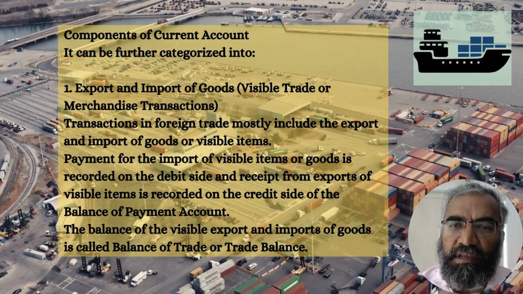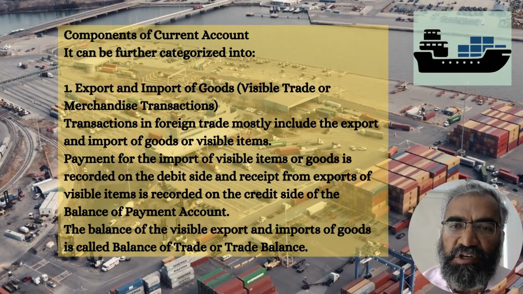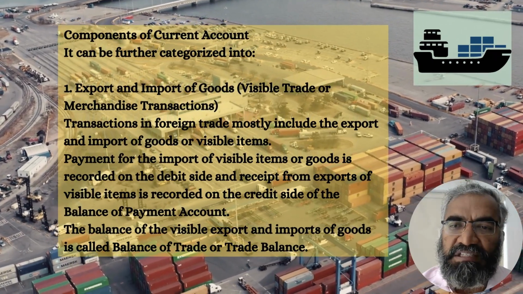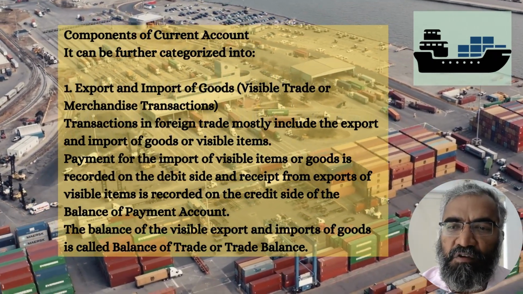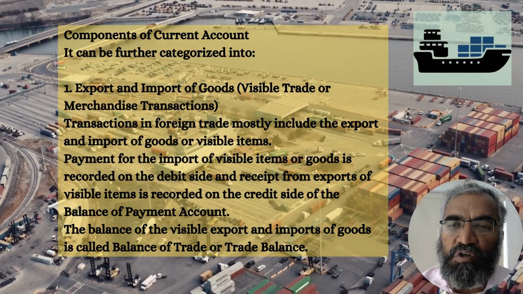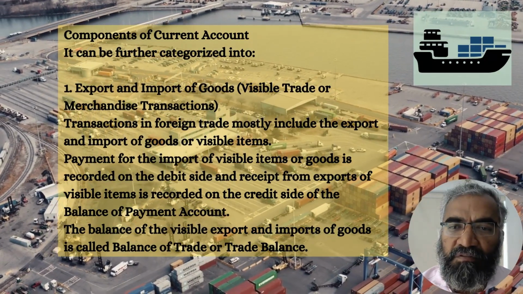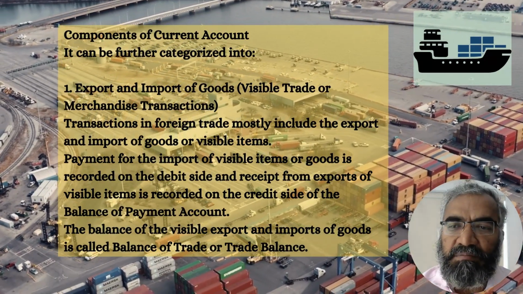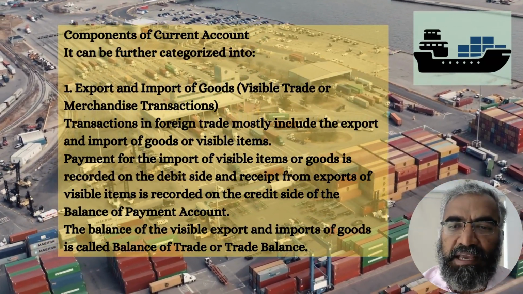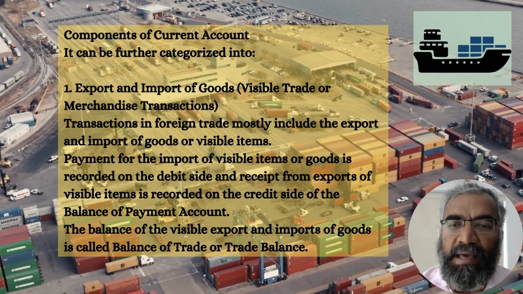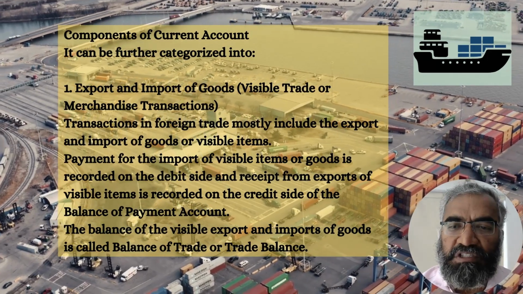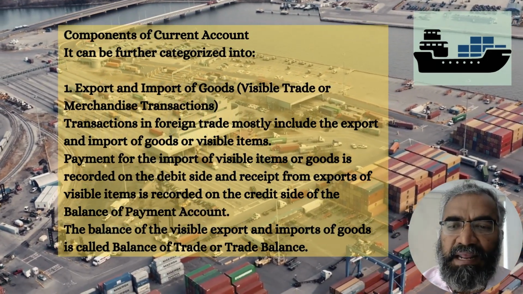Components of current account can be further categorized into, first, export and import of goods, that is visible trade or merchandise transactions. Transactions in foreign trade mostly include the export and imports of goods or visible items. Payment for the import of visible items or goods is recorded on the debit side, and receipt from exports of visible items is recorded on the credit side of balance of payment account. The balance of visible export and import of goods is called balance of trade or trade balance.